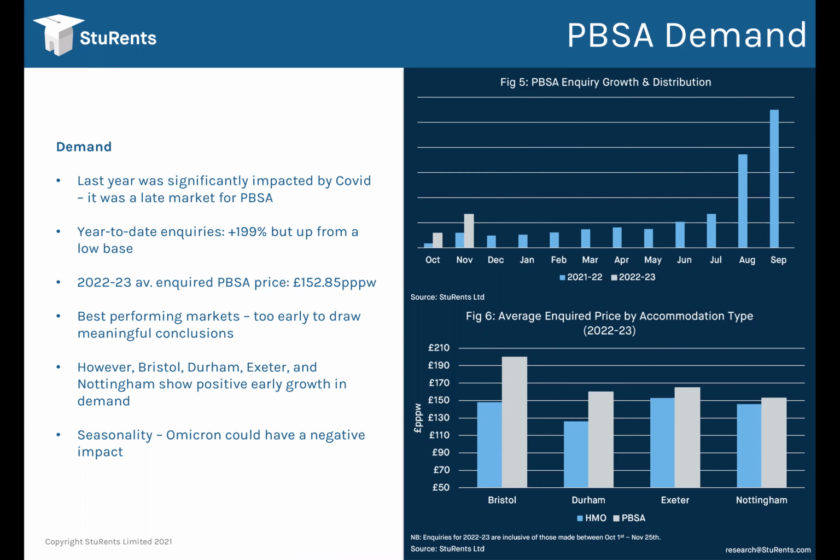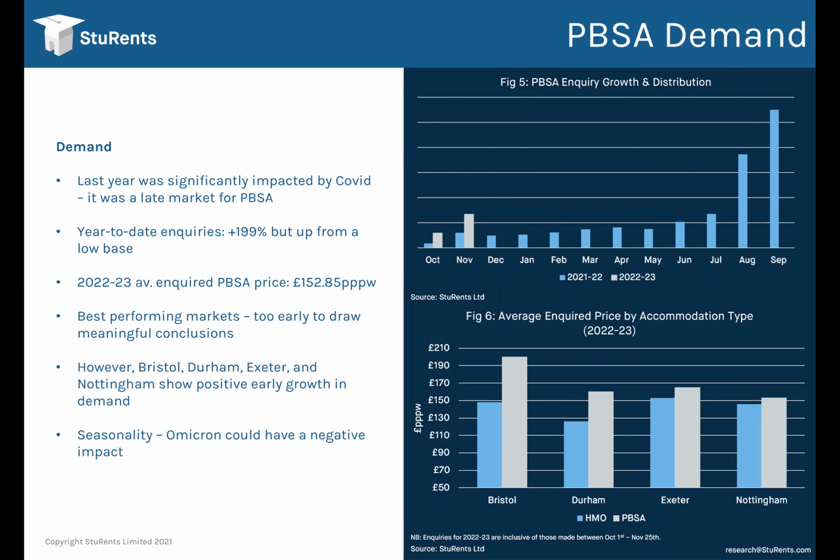In terms of inquired prices for PBSA, again, relatively early in the letting cycle, but we're looking at about £153 per person per week as the average inquired price so far. Obviously, that number will change and fluctuate as we go through the year. Typically, what we would find is actually that number will increase, particularly as more internationals start to inquire for their accommodation.